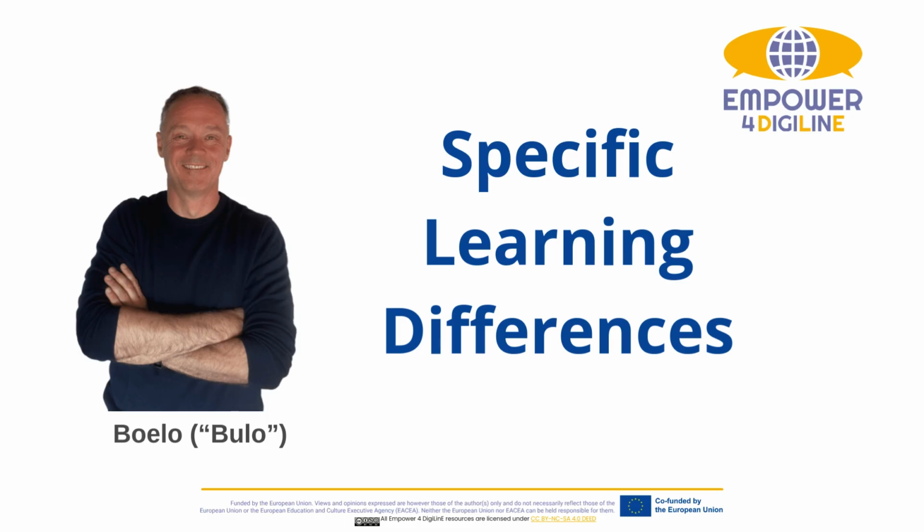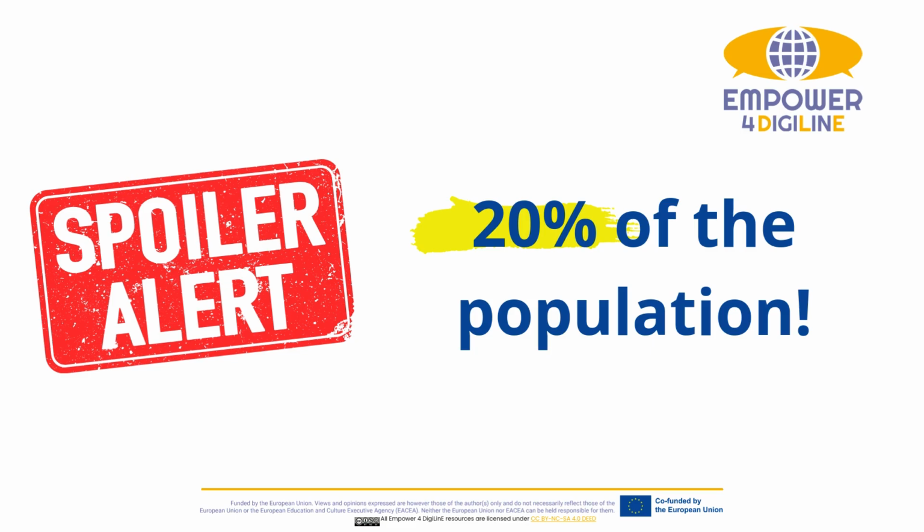Name is Bulo, and it's good to have you join us in this module on specific learning differences. As we will see later on, 20% of the population, so also your students, have a neurodiverse condition, although the vast majority doesn't know it. That's why it is so important for language teachers to understand this.